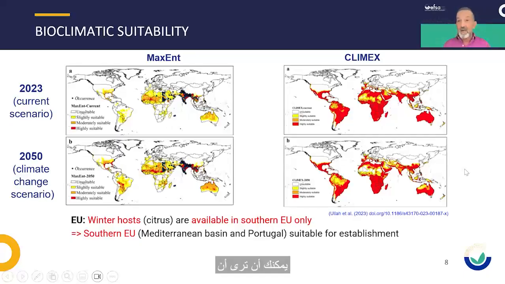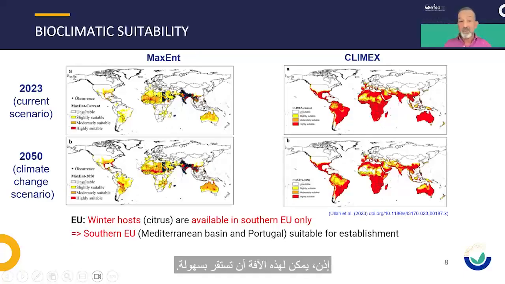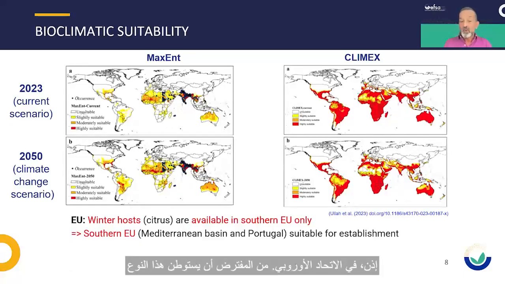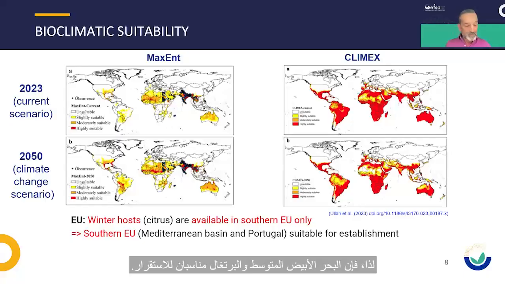You can see that the area in color is much bigger than the one I showed you in the distribution. So this pest could establish easily. You can see here in southern EU member states, provided that there's a winter host. This is citrus. So basically in the EU, this species is supposed to potentially establish in southern member states. So the Mediterranean and Portugal would be suitable for establishment.